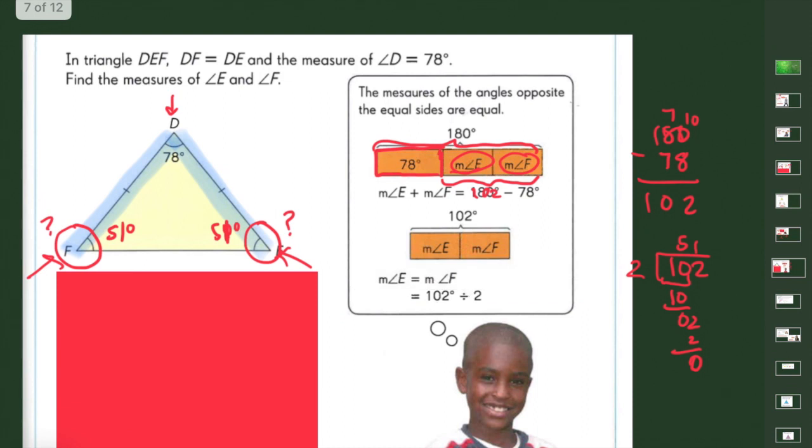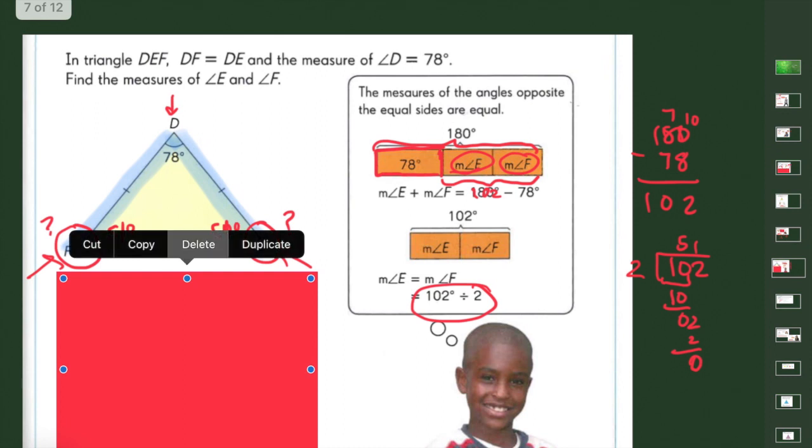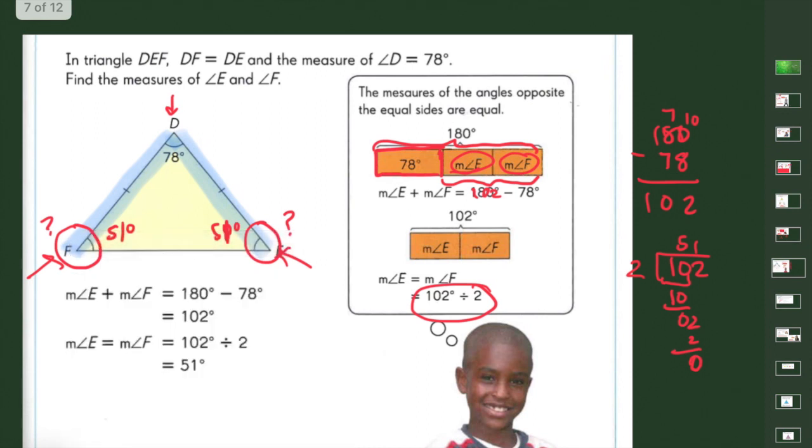Exactly what we said, 102 divided by 2. We see that each of the angle measures would be 51 degrees. And again, we could check this. 78 plus 51 plus 51: 7 plus 1 is 8, plus 5 is 13, plus 5 is 18. So a total measure of 180 degrees.